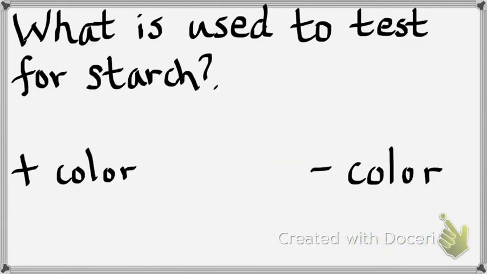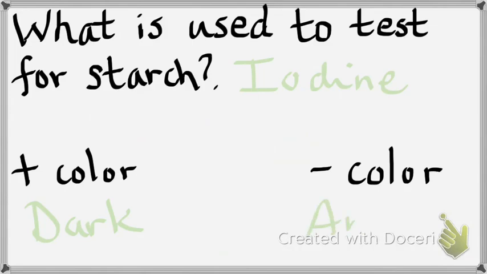Okay, what is used to test for starch? Good job. Iodine. Positive color? All the dark colors. I'm talking black, navy blue, dark purple, chocolate brown. Like dark chocolate brown. Okay, what's the negative color? Good job. Amber.